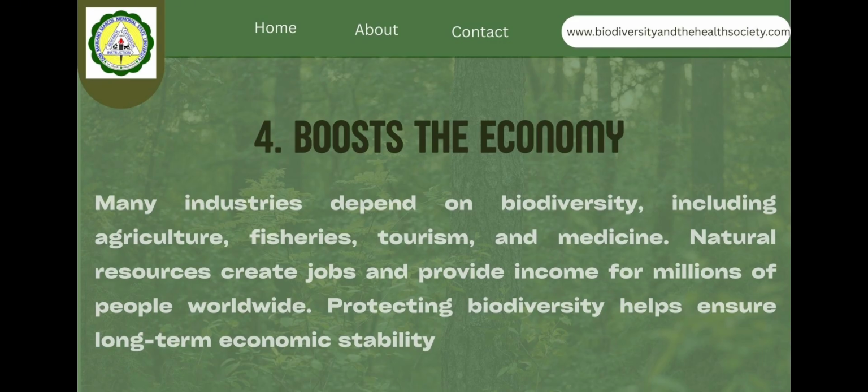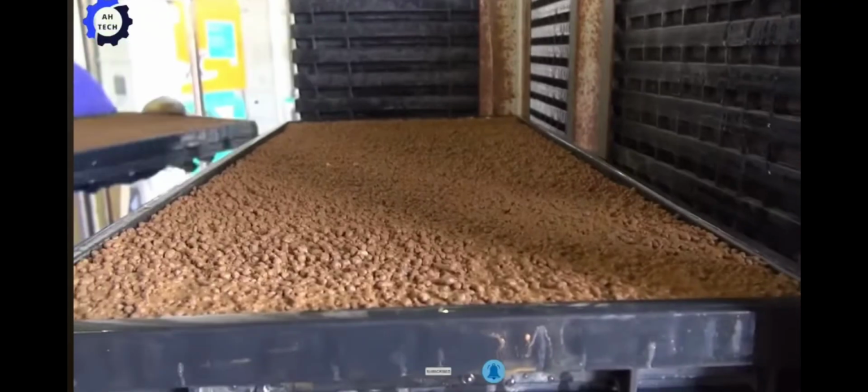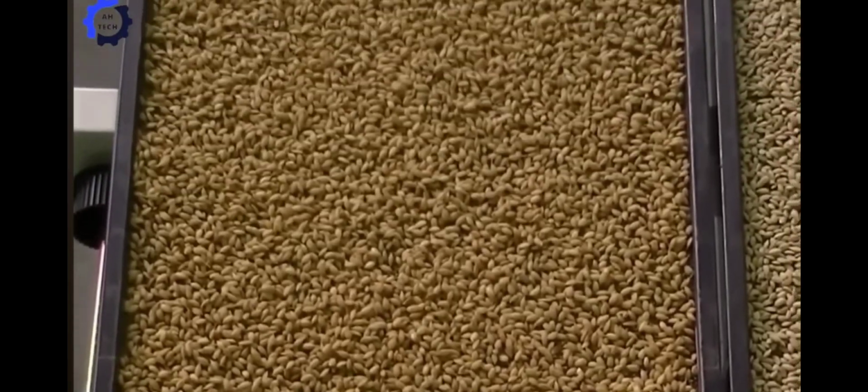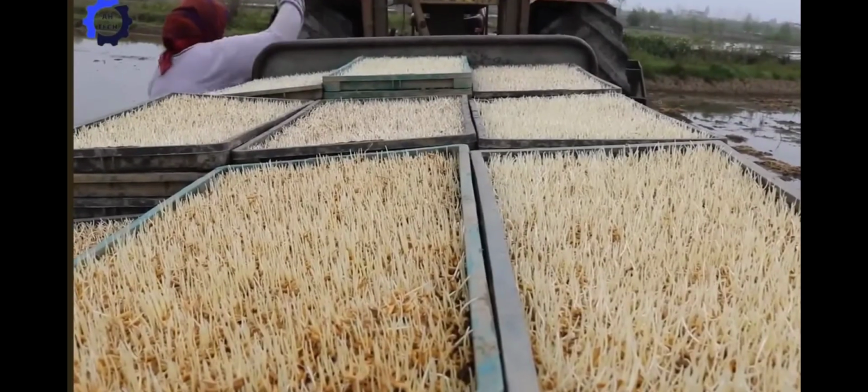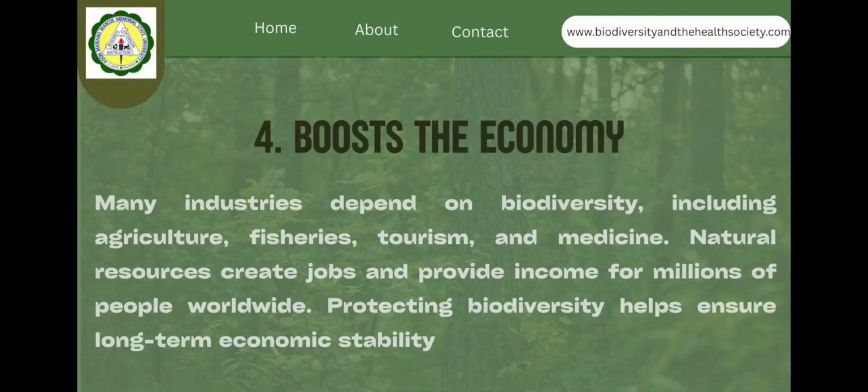Number 4, which is the last benefit: it boosts the economy. Many industries depend on biodiversity, including agriculture, fisheries, tourism, and medicine. Natural resources create jobs and provide income for millions of people worldwide. Protecting biodiversity helps ensure long-term economic stability.